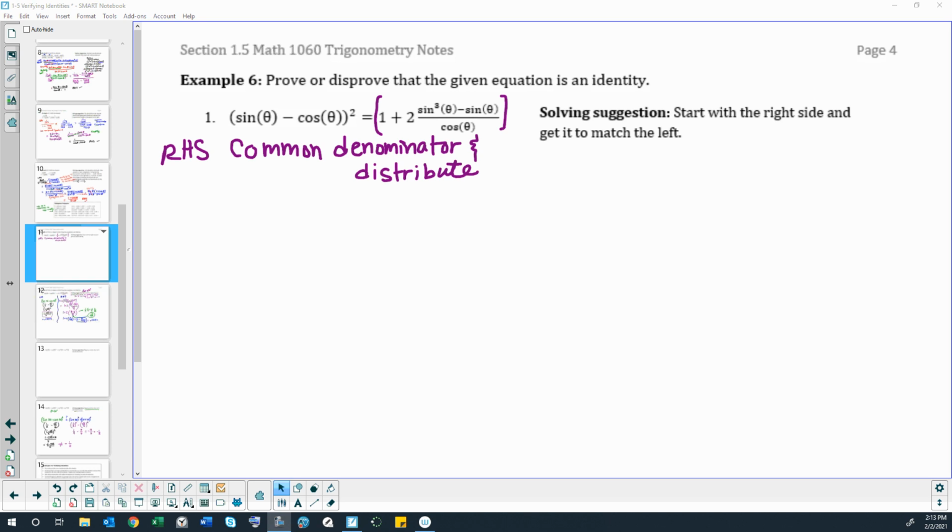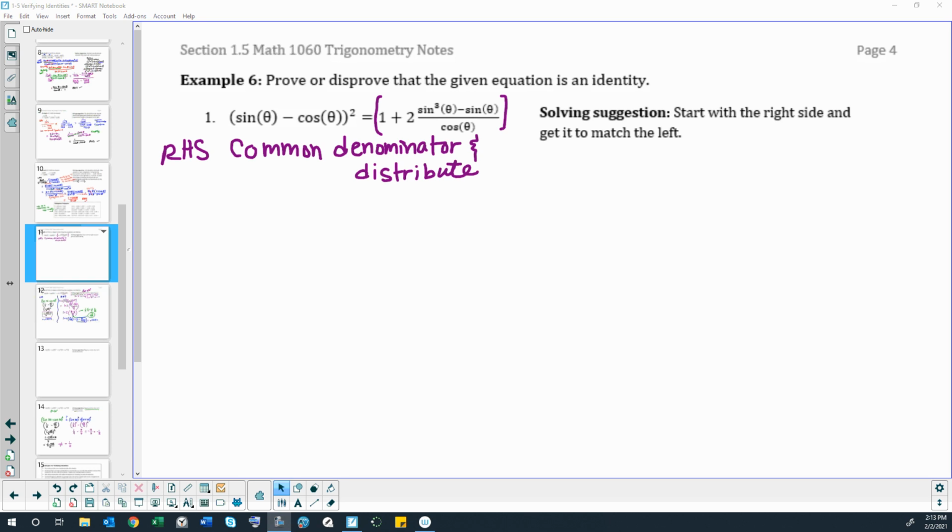Okay, example 6. Up to this point, our instructions have been verify that the equation is an identity. So basically, they are saying, here's an identity, prove it. Now, on example 6, we are being given some equations that may or may not be identities, and we need to figure out whether they are or not. There's a couple of different ways to do this. We can do these the same way we did the other problems, or we can plug in a value for theta and see if we get the same value on each side.